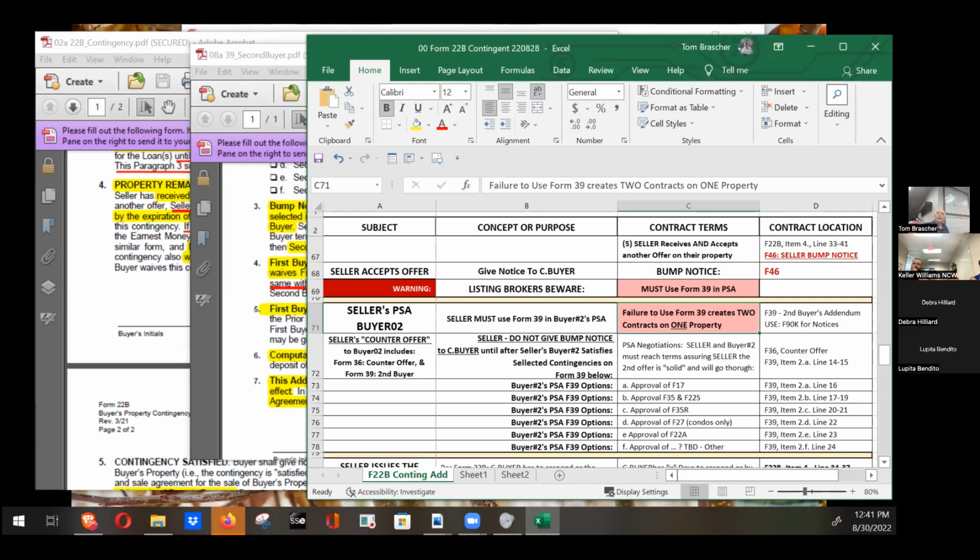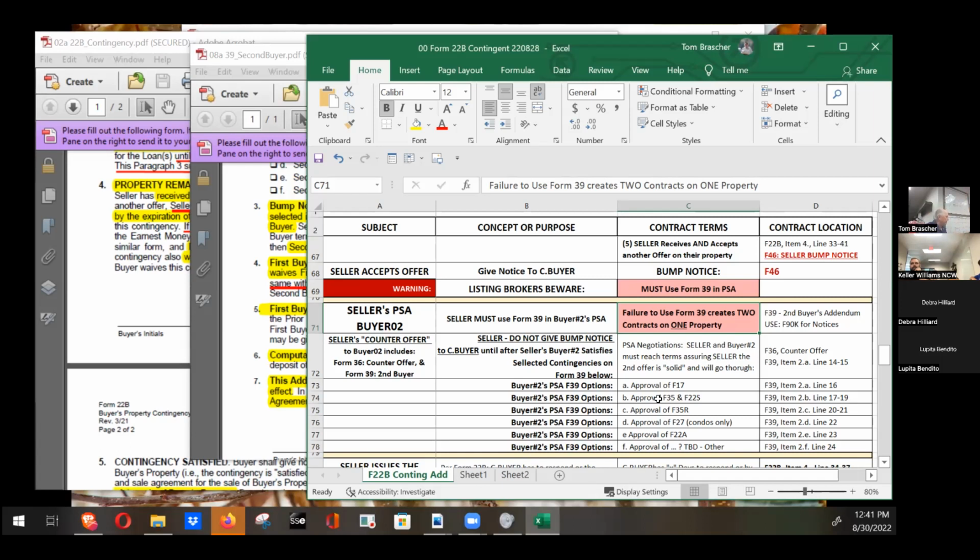And not only that, that Form 39 has all of these options in there where I can get that buyer to approve Form 17 and inspections and things. If I can say, if you want me to accept your offer, I want you to waive 17. I don't want to be double dipping on the inspections, and you're negotiating. You can't do that without a Form 39.